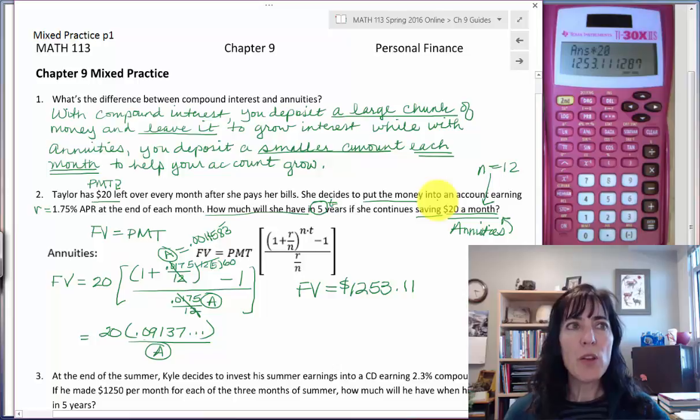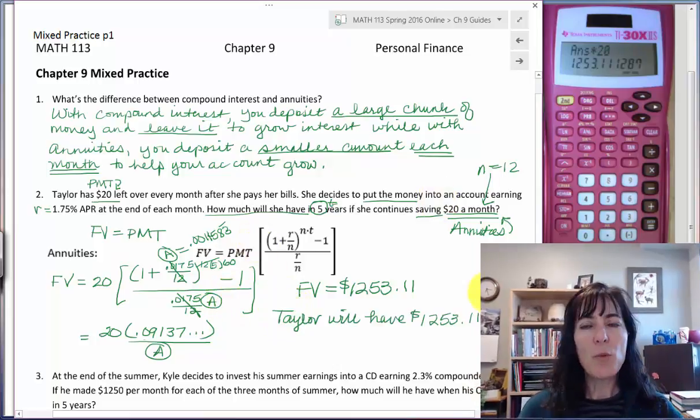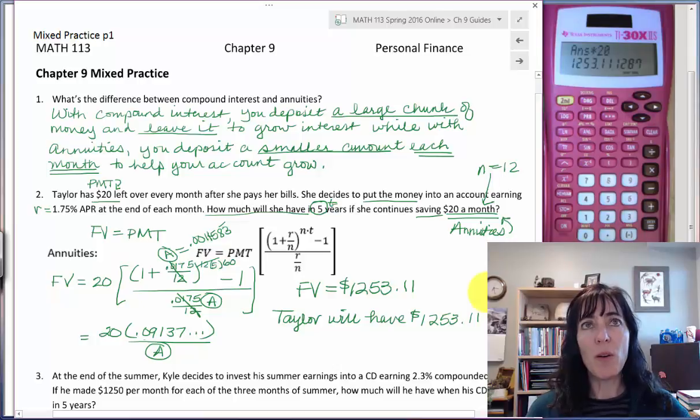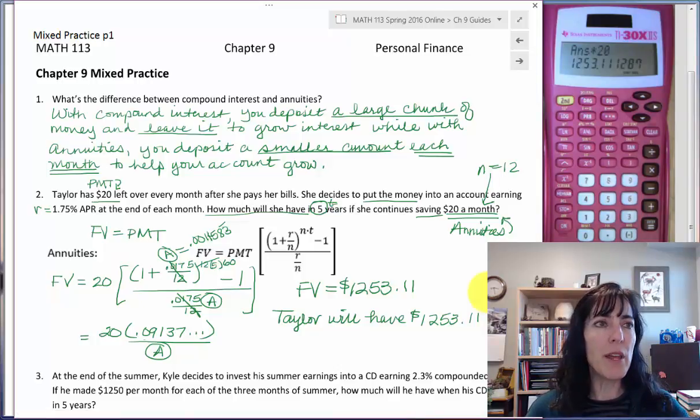$1,253.11. So I think that Taylor is going to have that amount of money, and we weren't asked, but I'm always curious about what if she doesn't deposit the money and she just saves it up in an envelope or something in her house. How much money would she have then?